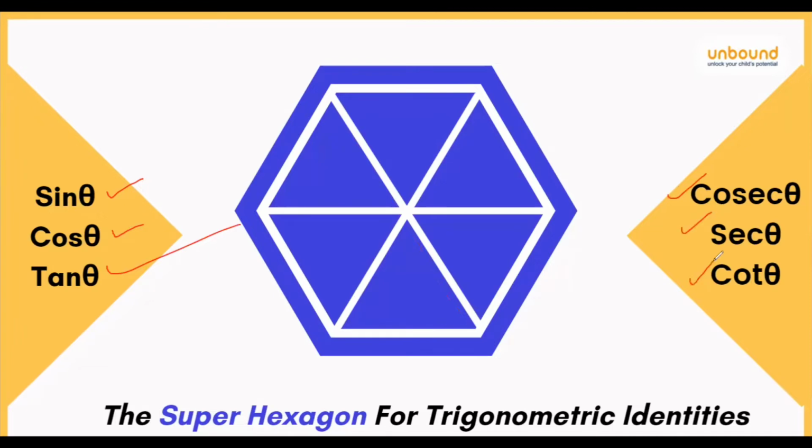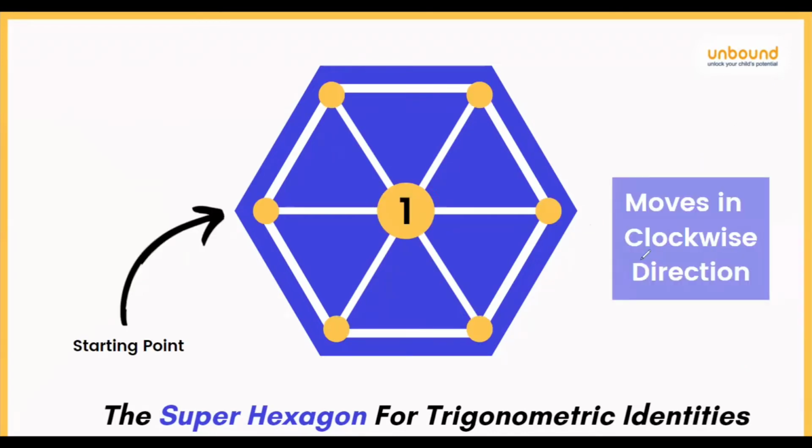Well, what is the use of this? We are going to place each one of the trigonometric functions on the edge of the hexagon. But before that, we need to do one more thing. Where all the diagonals meet, we need to label it as number 1. So spot the middle as number 1.